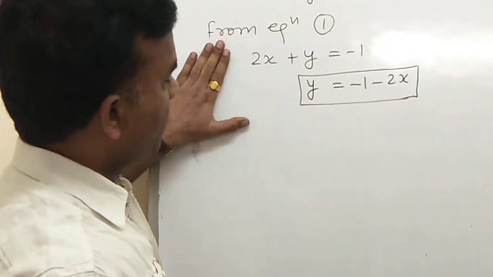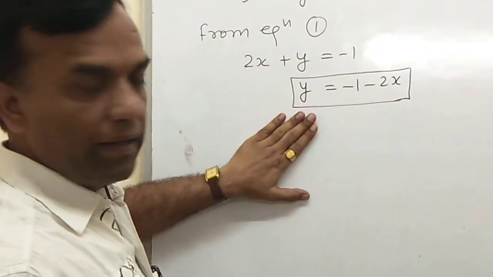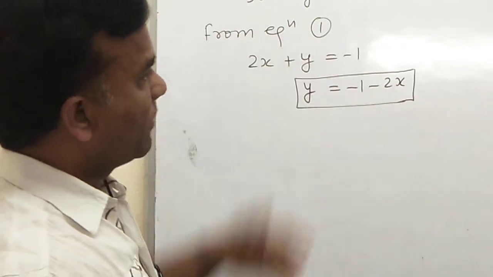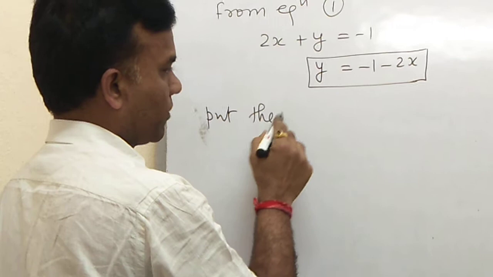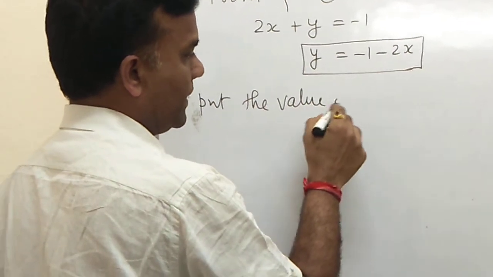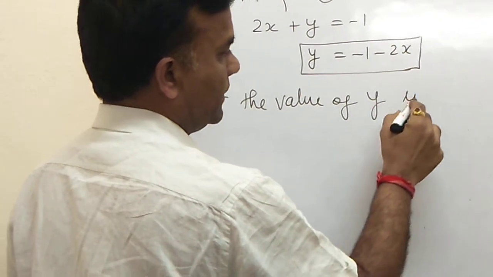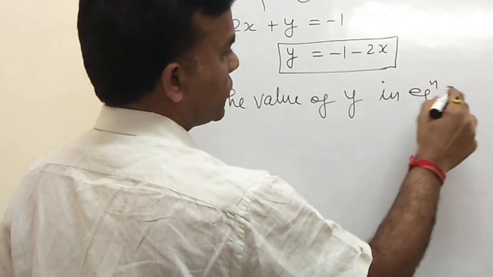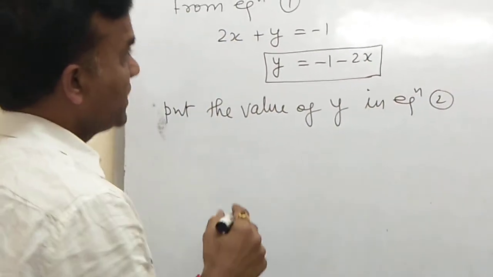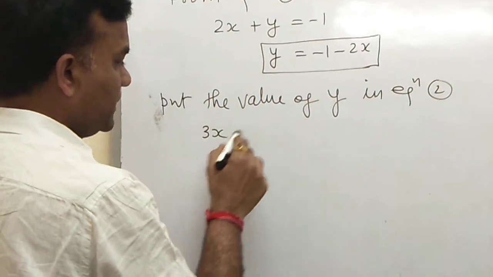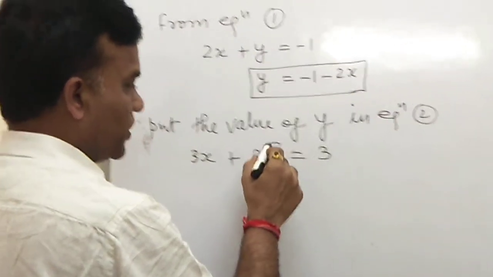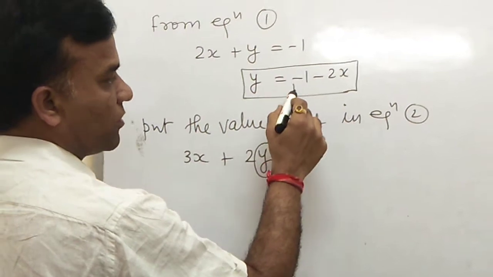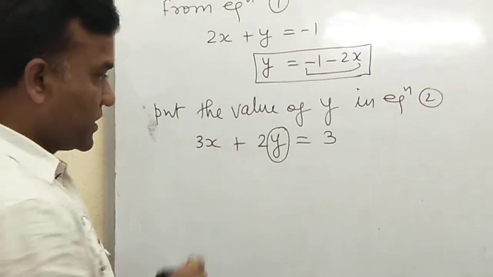So from our first equation, you got the value of y. Now this value we put in equation 2. Put the value of y in equation 2. Okay, so what is equation 2? You write down 3x plus 2y equal to 3. So in place of y, we now substitute this value, minus 1 minus 2x.